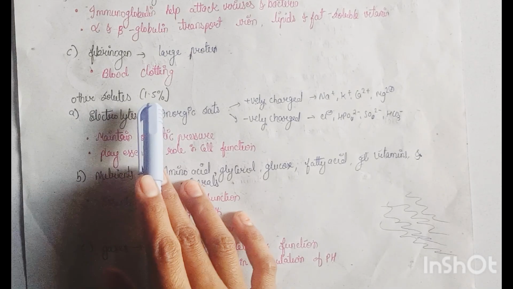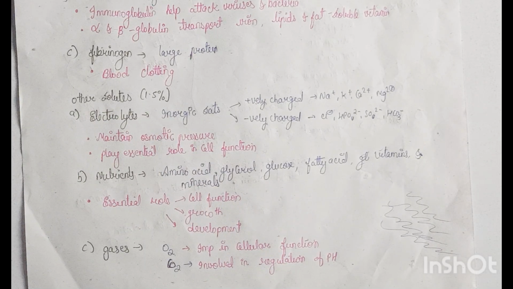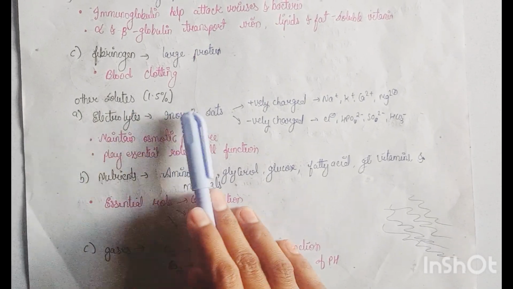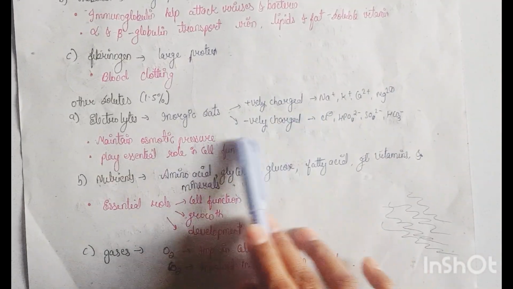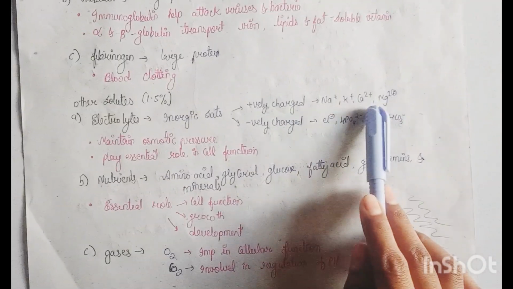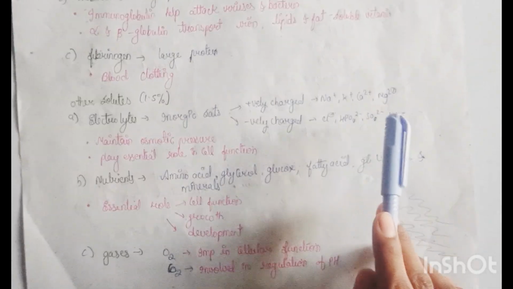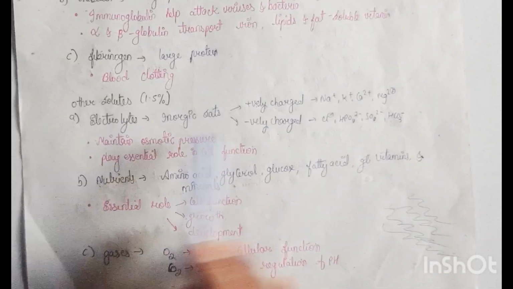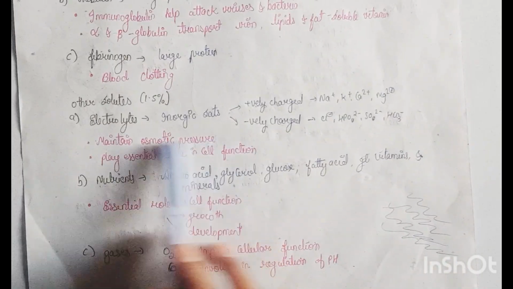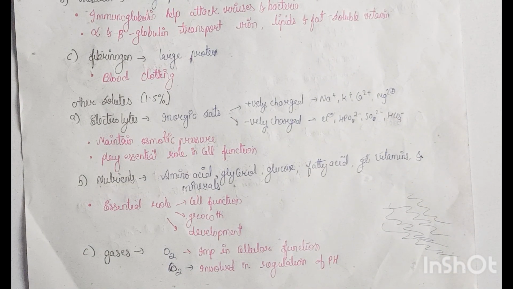Next are the other solutes, 1.5% is present. First is electrolytes. These are inorganic salts, positively and negatively charged: sodium, potassium, calcium, magnesium, chloride, sulfate, HPO4 2-, HCO3-. These electrolytes maintain the osmotic pressure, and they play a very essential role in cell functioning.